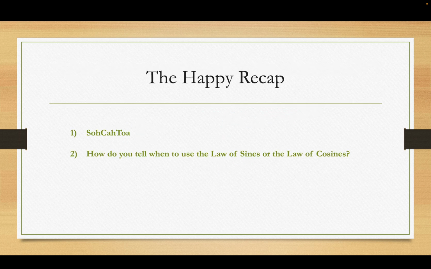The happy recap. Two things to really remember from today. SOHCAHTOA: sine is opposite over hypotenuse, cosine is adjacent over hypotenuse, tangent is opposite over adjacent. And then, how do you tell when to use the law of sines or the law of cosines? Cosines is side angle side or side side side. Everything else, law of sines.